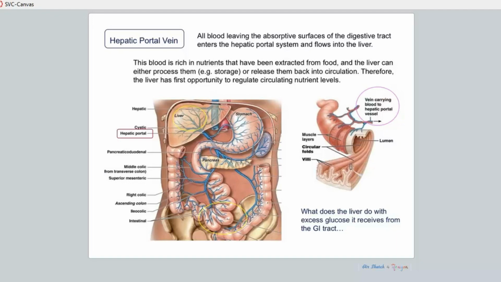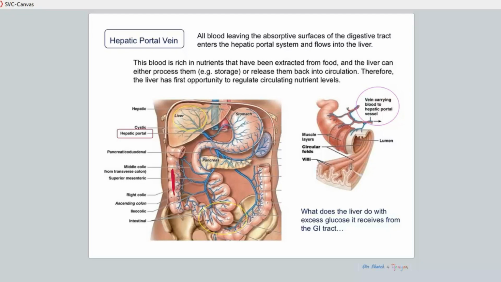I want to bring the liver back into this again, because the liver plays a bunch of different critical roles here. But the point that I want to make here is that all blood leaving the absorptive surface areas of the digestive tract enters into what's called the hepatic portal system, and it flows to the liver. So what this is representing here, these are just different component parts of the digestive tract. Stomach, this represents the small intestine, these are all the large intestine, and you can see the blood vessels that are draining the digestive surfaces.